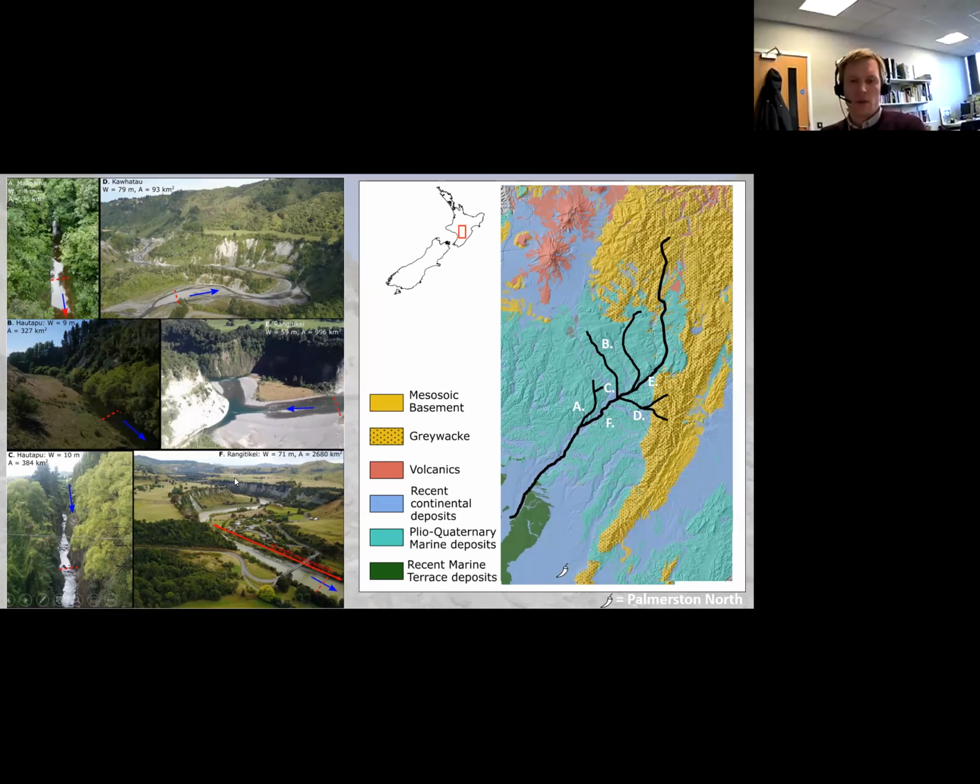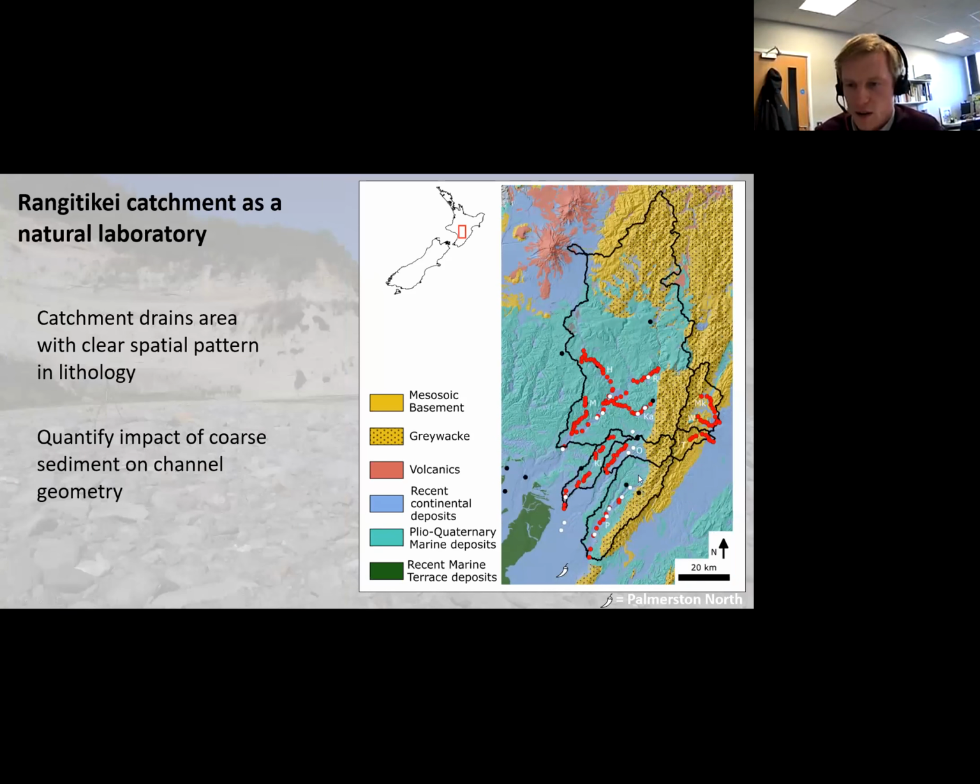So to basically explore this phenomenon in a little bit more detail, we extracted systematically the channel width over the region. So across multiple tributaries, those which drain the Greywacke and those which don't, which are indicated by these red dots. At each of these red dot locations, we extracted the channel width from Google Earth. We calculated the upstream drainage area and also the proportion of the upstream catchment which drains Greywacke, using that as a proxy for the supply of coarse bedload.